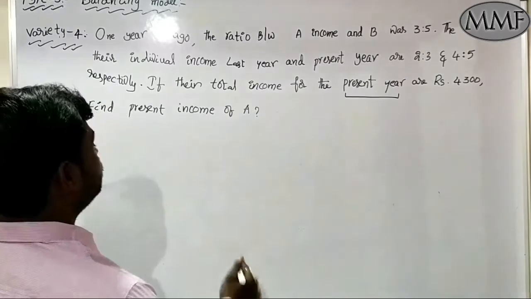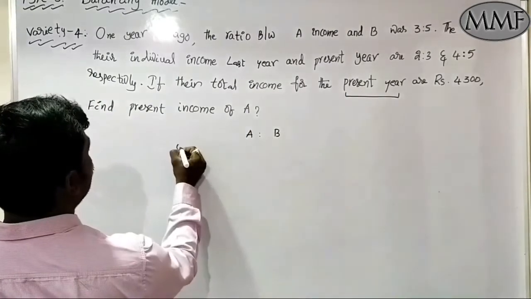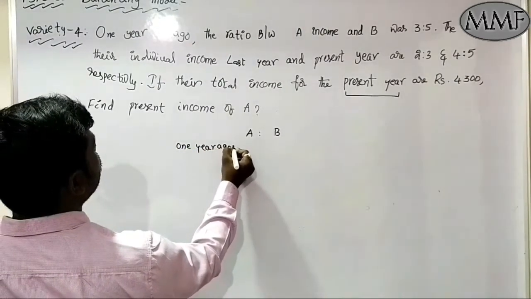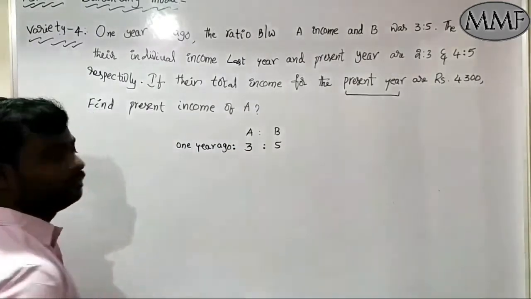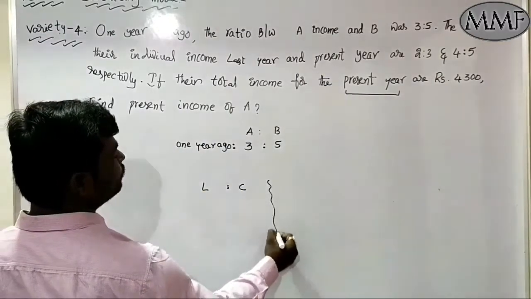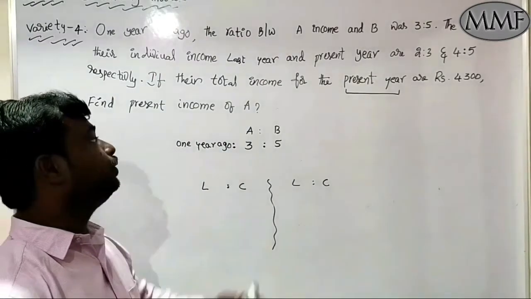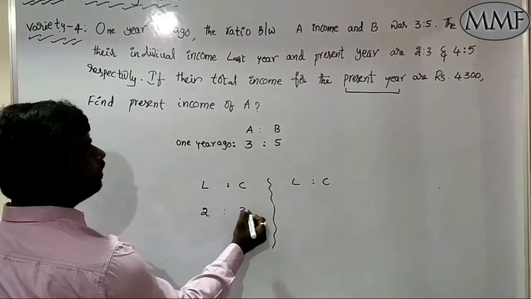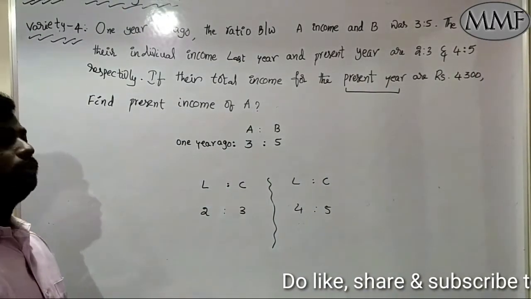For example, see: A, B, one year ago. What is the one year ago ratio? It is 3:5. Now what is given? Last year to current year, last year to current year ratio individually. It is 2:3 and it is 4:5. Clear? Now what should I make?